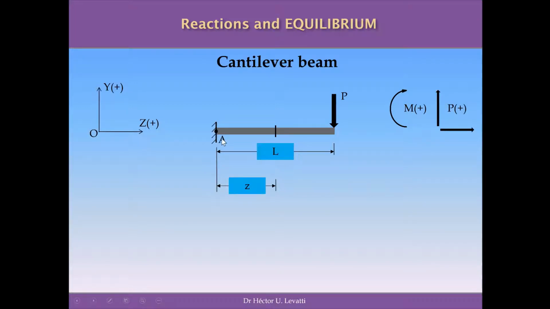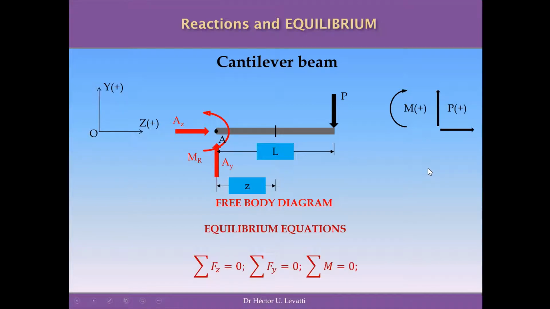We are going to define a point A as a reference in our cantilever beam, as you see on the screen. We are going to replace the fixed support by the effect of this fixed support on this structure, that are basically the horizontal reaction AZ, the vertical reaction AY, and the reactive moment MR, and this is the free body diagram of our structure. We are going to use the equations of equilibrium to establish the values of the three reactions we have for this structure. And we can do that because this is an isostatic structure, so we only need the equations of equilibrium to resolve the reactions for this cantilever beam.